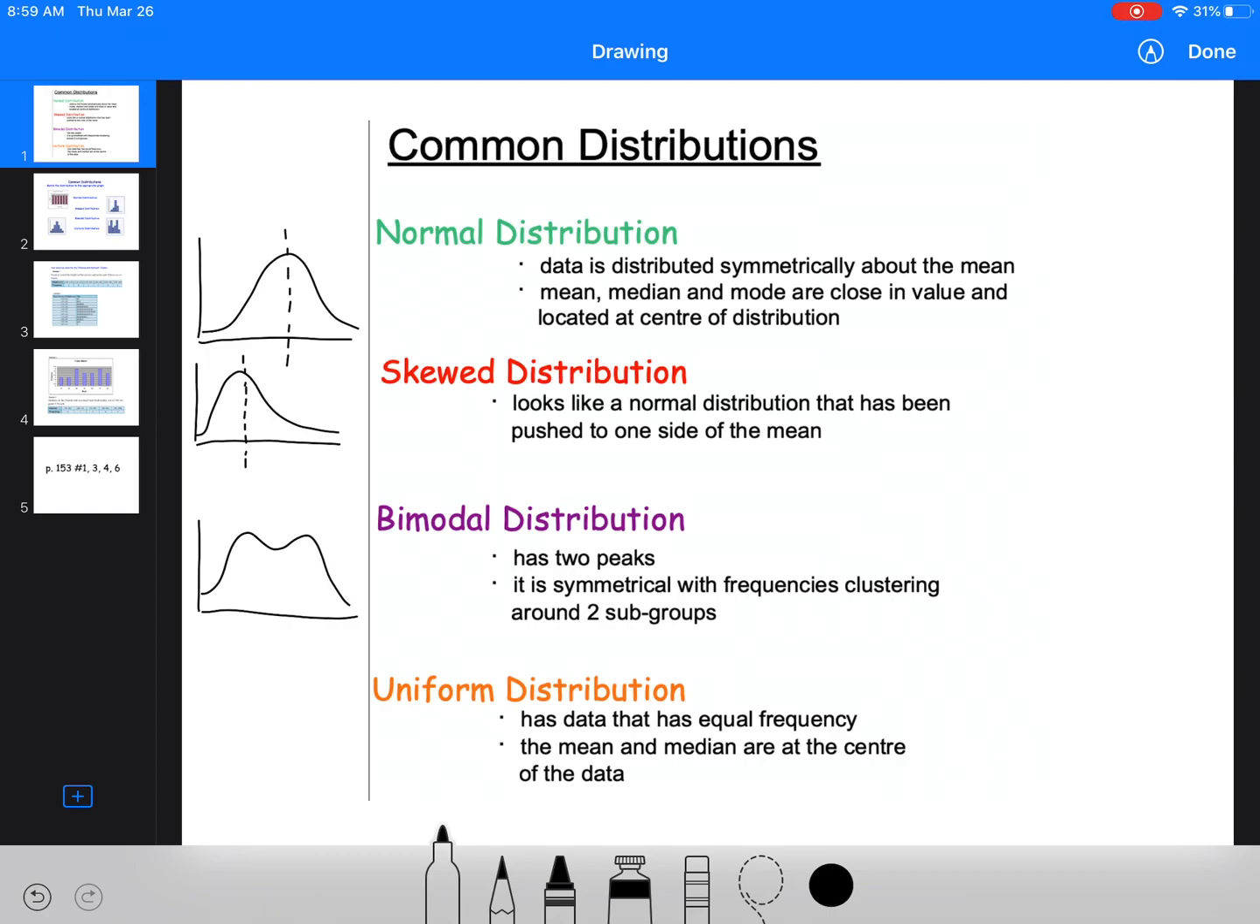So it could look like this. There's two kind of peaks. The mean would be somewhere in the middle. It could have a more drastic dip, something like that, but it doesn't have to. And then a uniform distribution, it's kind of just like this. It's just like a line that goes straight across.